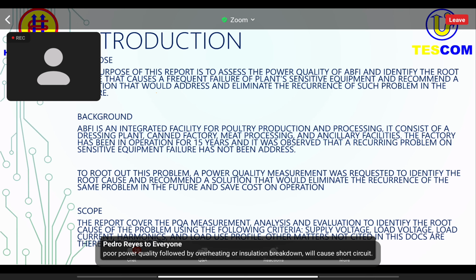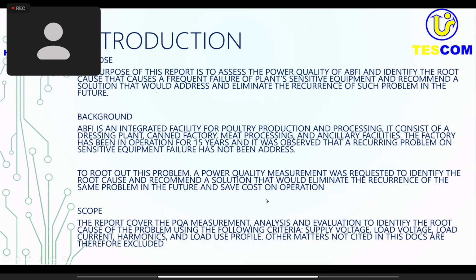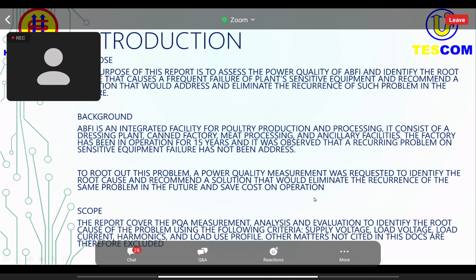It was requested by them. Ginawa naman natin, we offer them the services. So the purpose is to eliminate the problem and avoid or eliminate the recurrence of the problem. And then in the future, save cost of operation. Kasi yun nga, hindi maganda yung power quality natin, it could entail loss in cost.